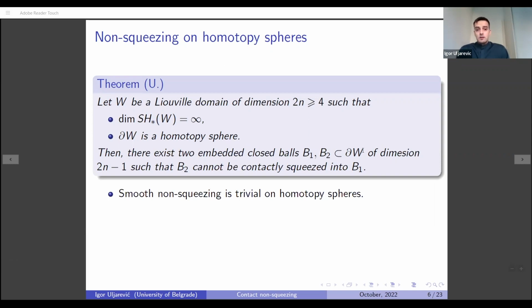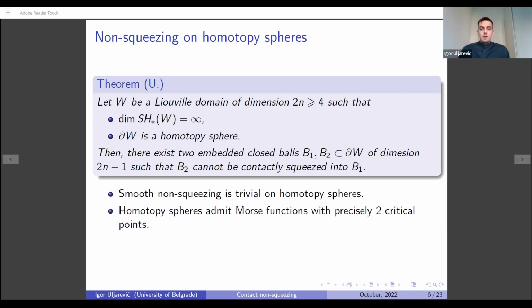Smooth non-squeezing is trivial on homotopy spheres. This is because every homotopy sphere actually admits a Morse function with precisely two critical points. And one can use the gradient flow of such a Morse function to squeeze every non-dense subset into any non-empty open subset.